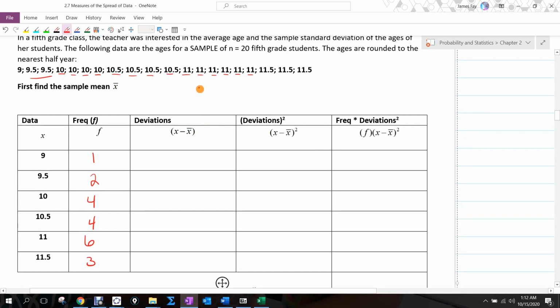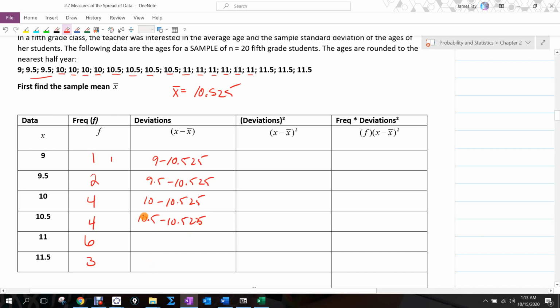So my mean of X bar was 10.525, I believe. So I'm going to double check that. 10.525. Yeah. Okay. So then all we're going to do here is go through and actually figure out, okay, what are the deviations? So the deviation is the data point. Remember, this is X, so 9 minus 10.525. This will be 9.5 minus 10.525. 10 minus 10.525. 10.5 minus 10.525. And so far, you would find out that all of these are negative. All of these deviations are to the left of the mean. This one is now to the right of the mean.